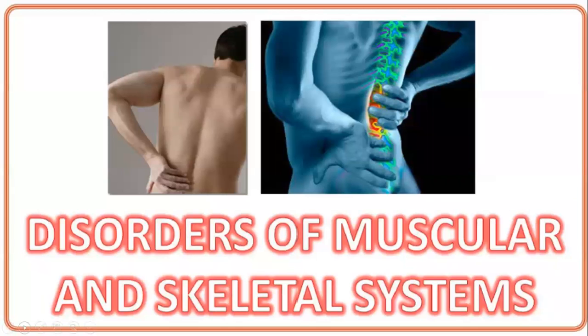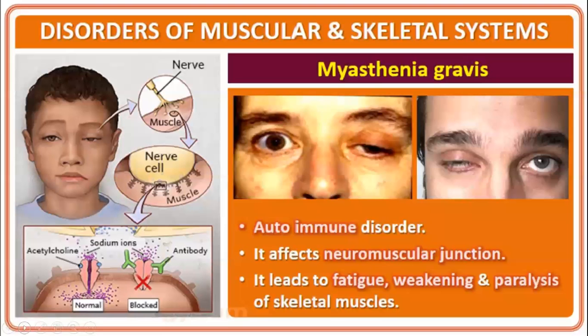It is an autoimmune disorder. Myasthenia gravis. This is a frequently asked question. It leads to fatigue, weakening, and paralysis of the skeletal muscle. These are the symptoms of myasthenia gravis, which is an autoimmune disorder. That is, our own immune system affects our own cells, resulting in an autoimmune disorder.